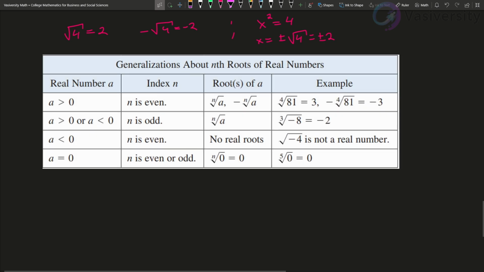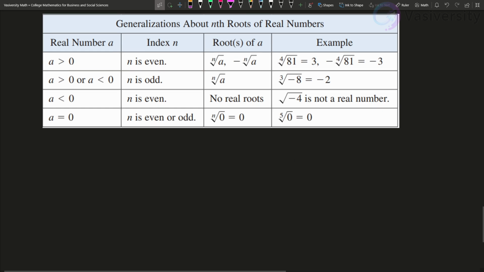So the generalization about the nth root of real numbers. If a real number a is positive and n is even, the root is going to be the following, and that would be an example. If a is greater than 0 or less than 0 but n is odd, we can still take the cube root. We will not be able to take a square root or any even root if a is less than 0. It's not a real number. It does not belong to real numbers, so there is no real solution. But if a is equal to 0, then the root will always be 0.